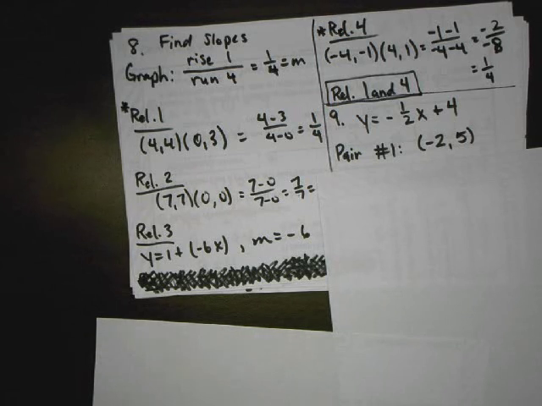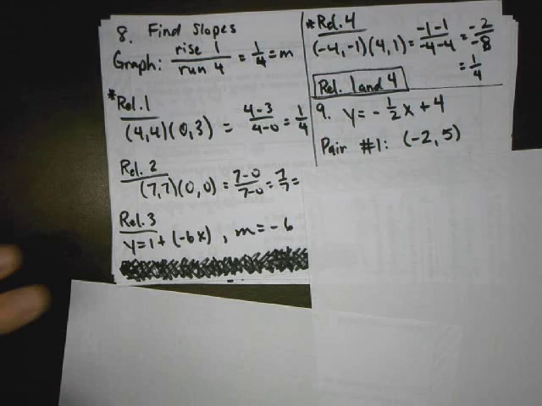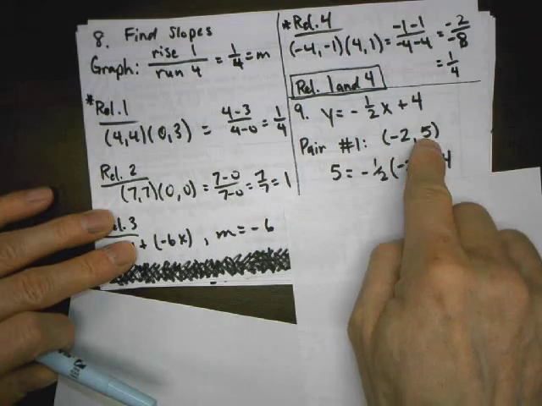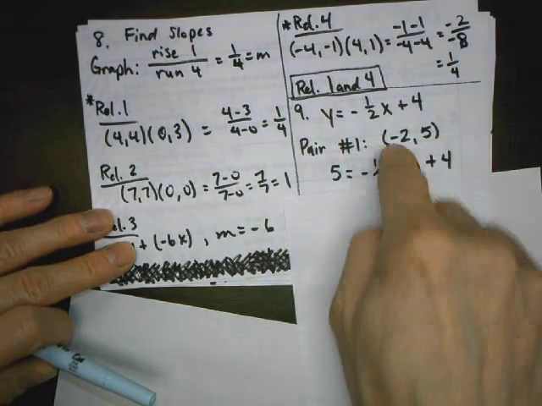I have to plug those numbers into this equation and see if it makes the equation true. So let's do that. This is x and this is y. So I put the 5 where the y goes and the negative 2 where the x goes. And that's what that looks like.